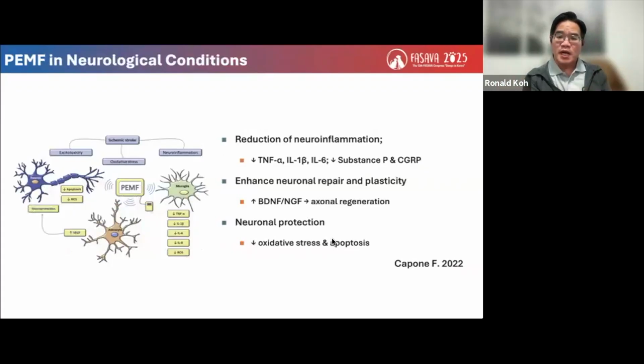PEMF is also very common, used in clinic or at home as well. It was found to reduce neuroinflammation by decreasing different kinds of cytokines. It also enhances neuronal repair and plasticity. BDNF, NGF, those are important factors that help to regenerate axons. It also protects the nerve as well. So this is a modality that, I'm sure if you guys do rehab, you have the PEMF mat. So the dog's lying on the PEMF mat, you do acupuncture, you do laser. That's something on top of what you're doing and might provide additional benefit.